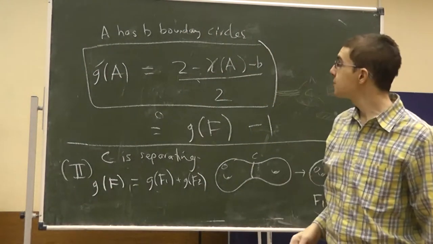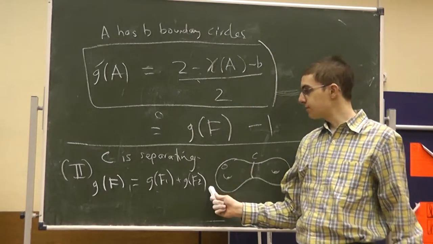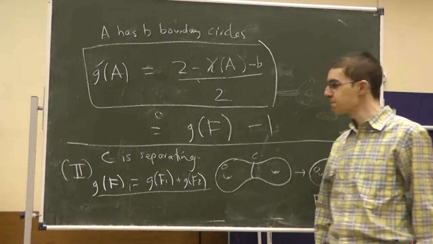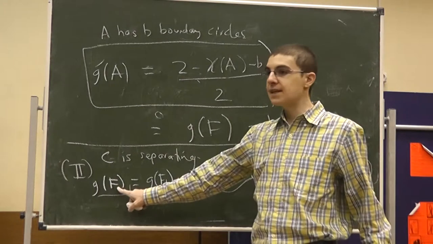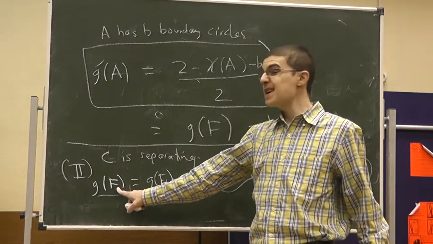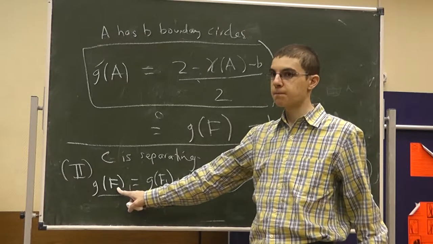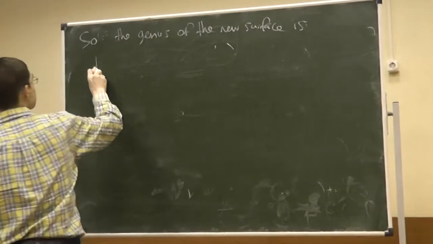So what I'd like you to do is see if you could use this formula to prove this identity. To start you off, let B be the number of boundary circles of F. Okay, so let's prove this formula.